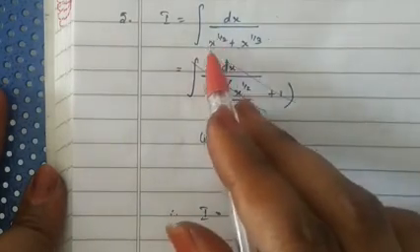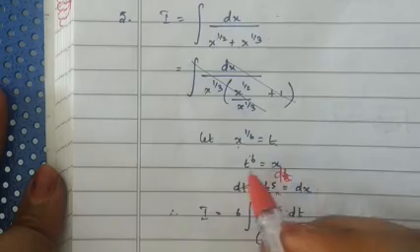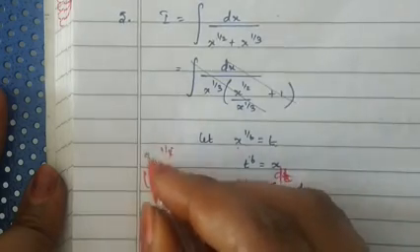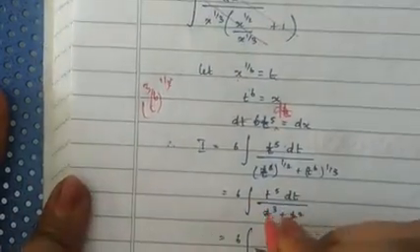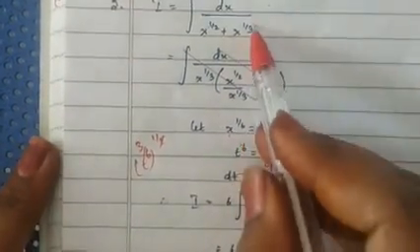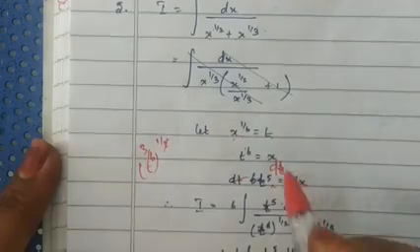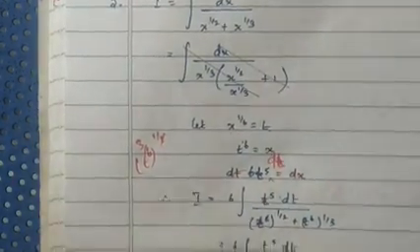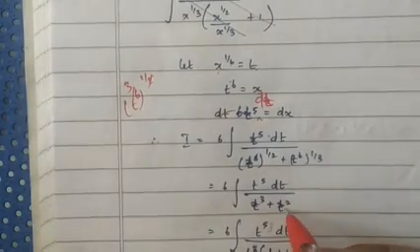Here x power half, in the place of x, what you can substitute? t power 6. Therefore, t power 6 the whole power 1 by 2 is nothing but t cube. Now, x power 1 by 3, in the place of x, when you substitute t power 6, t power 6 the whole power 1 by 3 is nothing but t squared. Therefore, you will be getting like this.